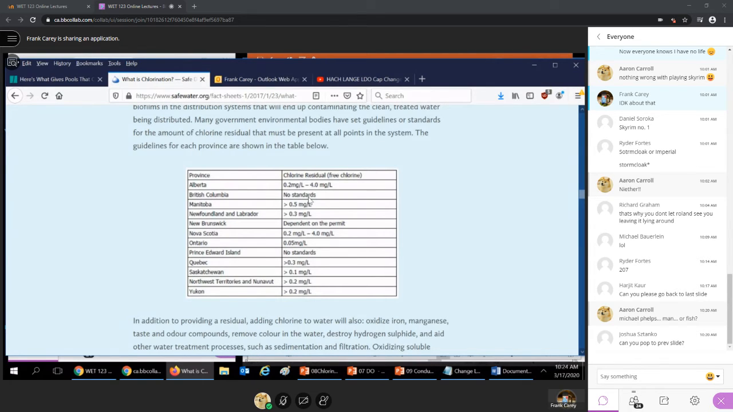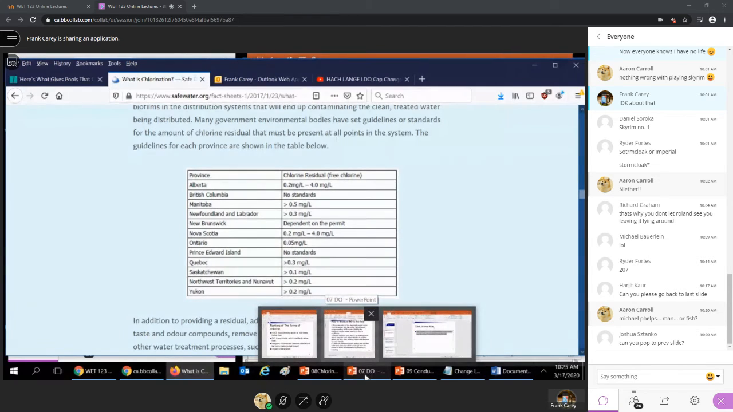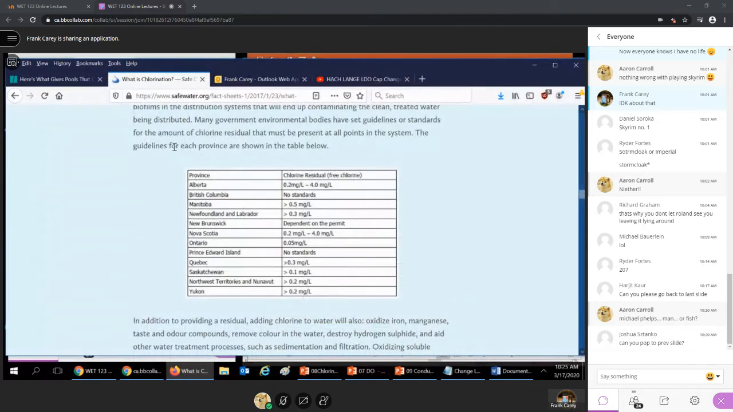That's not exactly true. Based on each health authority, they issue out standards, and it's usually dependent on whatever permit, but it's standardized as 0.2 milligrams per liter. But this is well worth the read.